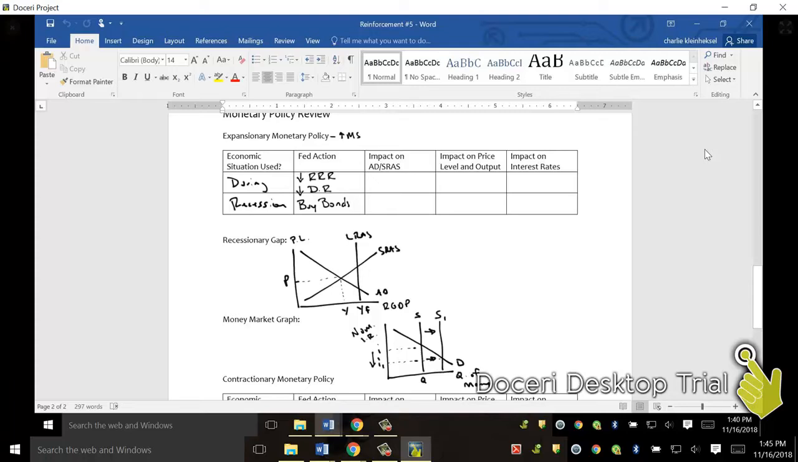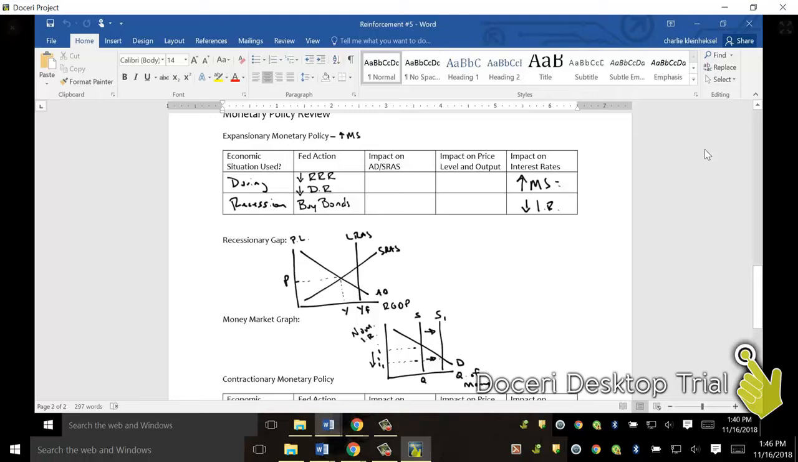So if I go all the way down to the end, I'm going to put here an increase in money supply equals a decrease in interest rate. And that is key because that's what we need to happen during an expansionary monetary policy.